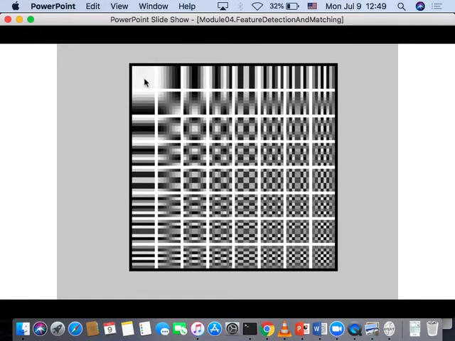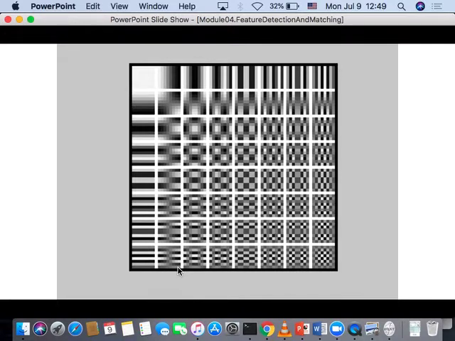Here I have completely flat. Now this is a slowly varying sinusoid in one direction, a little bit faster, a little bit faster, and this is a very fast varying sinusoid in one direction. This is the same thing in the other direction, and then these are their combinations. So this one is changing fast in both directions, for example. Okay, this one is changing very fast in one direction and a bit slower in the other direction, and so on.